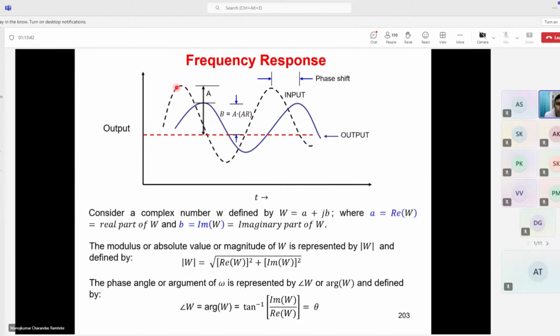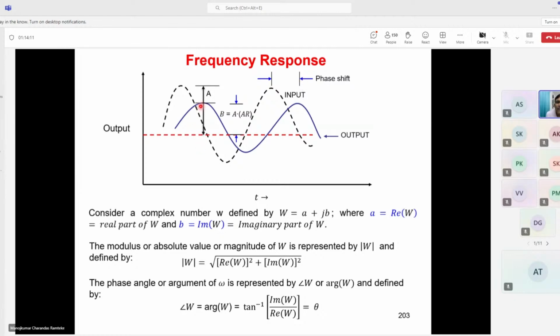There is a sinusoidal input which is given by a dotted line. The dotted line is the input, and the output is shown by a solid line. You can see that your output will be lagging behind your input, and if you look at the difference between these two peaks, that is given as the phase shift. You can see between input and output there is a phase shift, which is nothing but the phase angle phi.